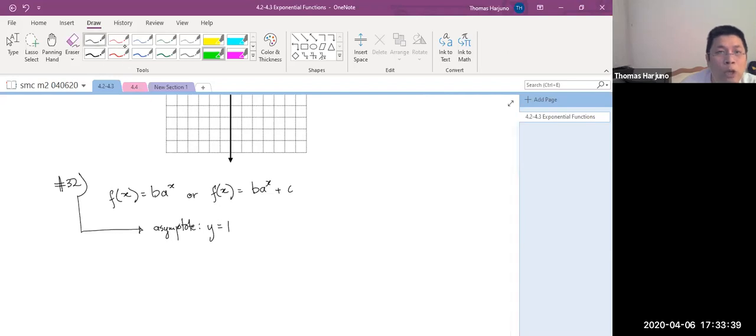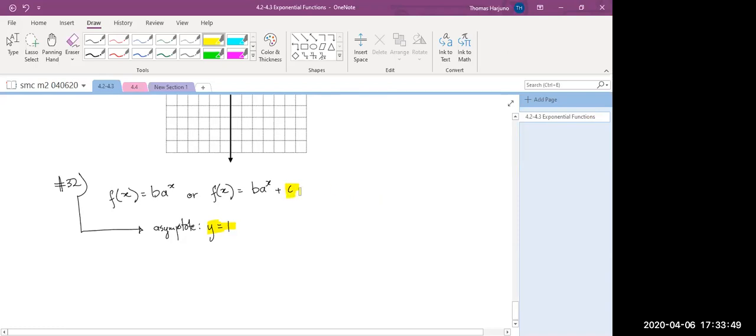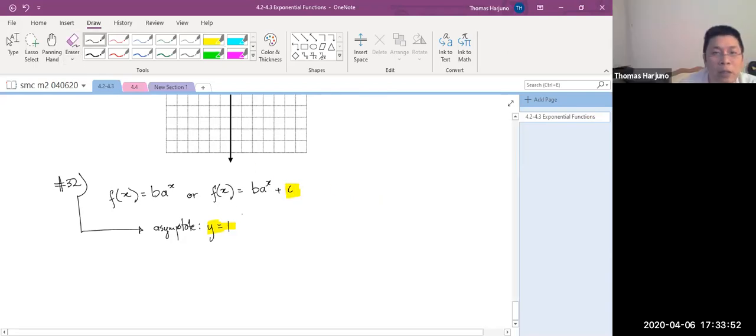Once we know the asymptote is y equals 1, do we know the b or a or c? C. The c. Okay. So now I update this to be f(x) equals b times a to the x, plus 1. Now we have two coordinates on that graph: (0, 5) and (1, 7).